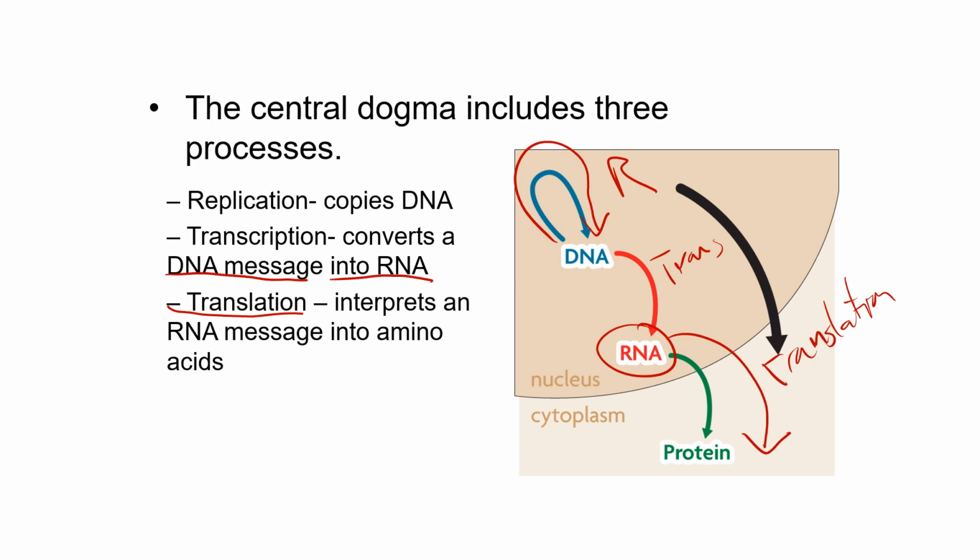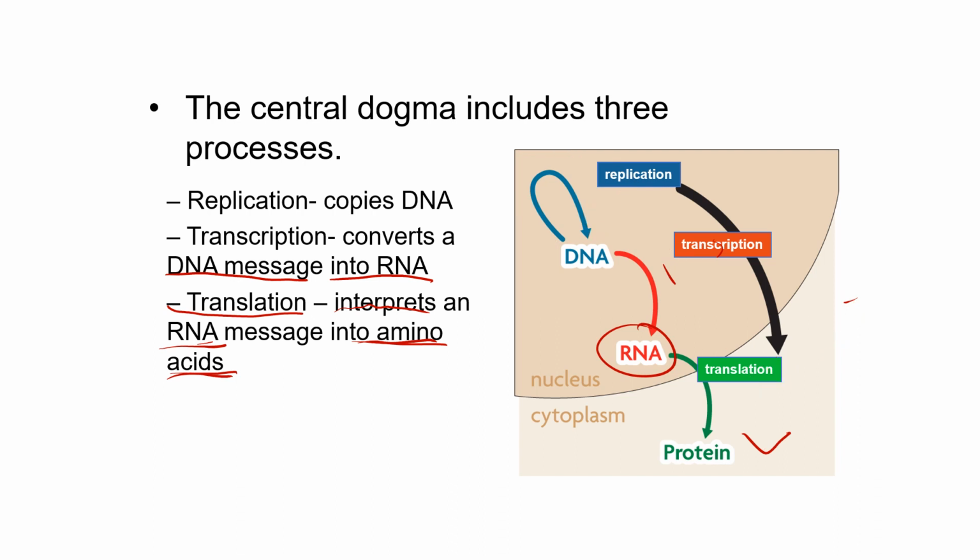Right. Now, translation is where we're actually interpreting the message and literally translating it into a different language. So we're translating it from RNA, which is a nucleic acid. We're taking this back to macromolecules. This is a nucleic acid, and it's converting it into amino acids, which, if you remember, amino acids make up proteins. Hopefully you knew that before I said it. So as you can see here, I'll erase my bad handwriting, and you can see that we have replication up here, then transcription taking it into RNA, and then translation making it into a protein.